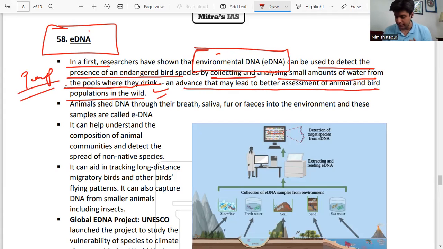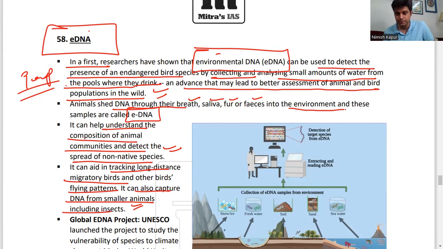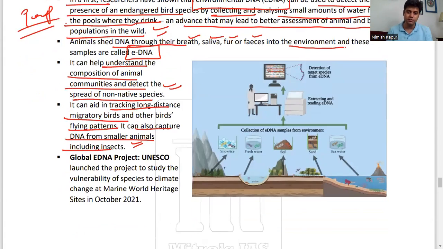How is it collected? Animals shed DNA through their breath, saliva, fur and feces into the environment, and these samples are called eDNA. So the DNA can be collected. It can help understand the composition of animal communities and detect the spread of non-native species. These are multiple advantages of eDNA. It can aid in tracking long-distance migratory birds and other bird flying patterns. It can also capture DNA from smaller animals, including insects.